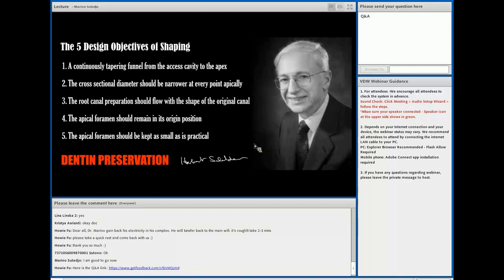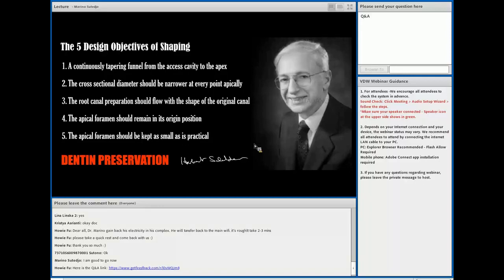how we should create our tapering instrumentation, how we should create a funnel shape from the access cavity to the apex, how the cross-sectional diameter should be narrower at every point apically, how we do our preparation following the flow of the original shape of the root canal, and how we should maintain our apical foramen in its position. And the final step is the most important: how we should keep our apical foramen as small as practical. Once again, this is almost the same as the access cavity, as small as practical and not as small as possible.